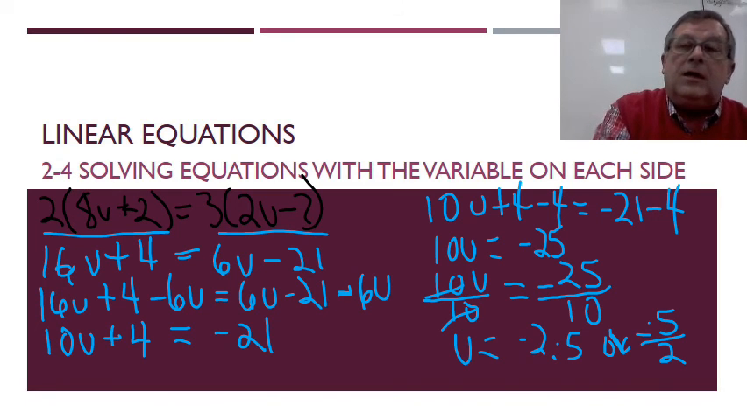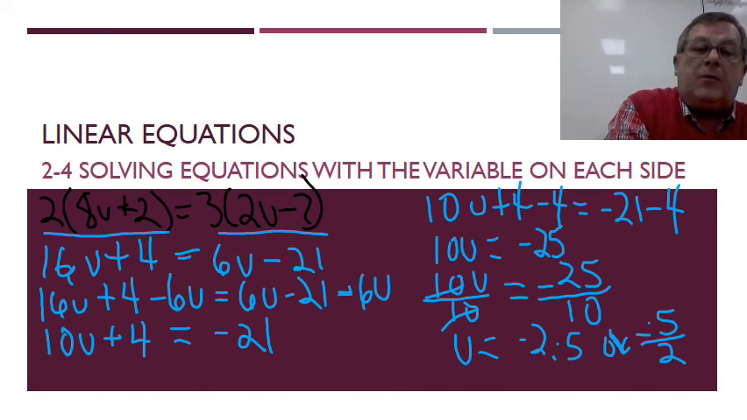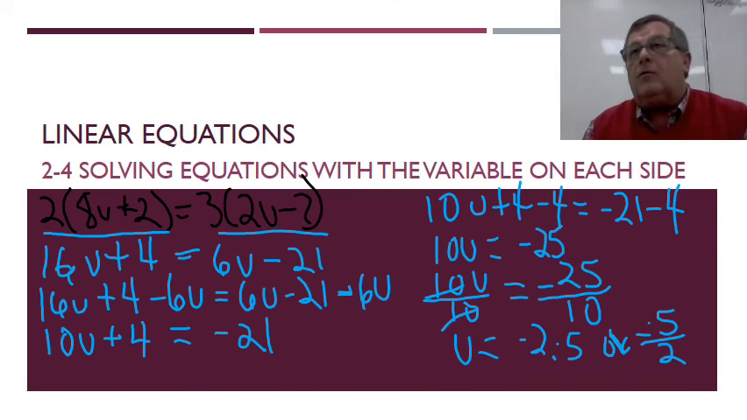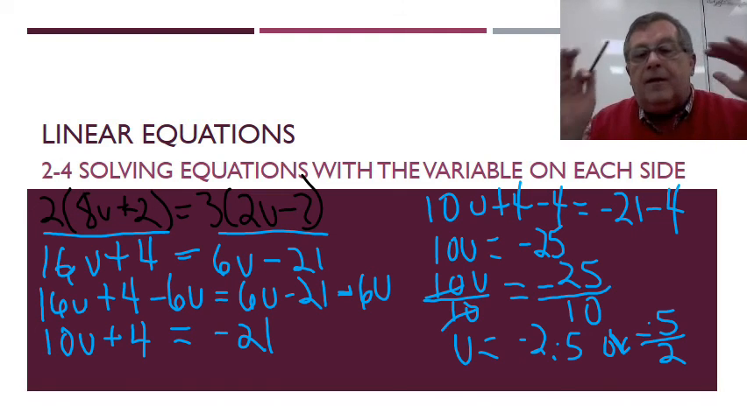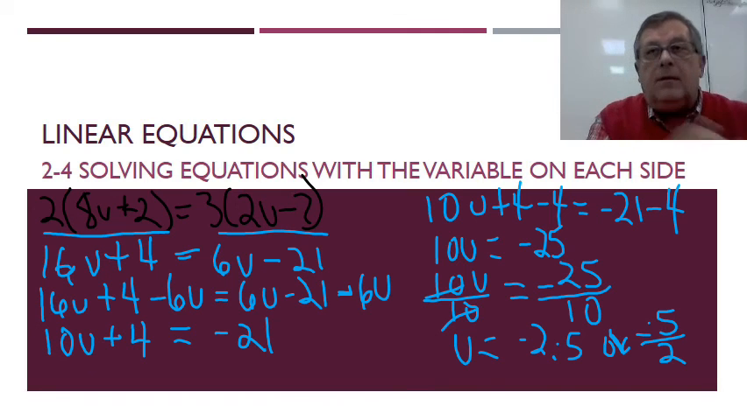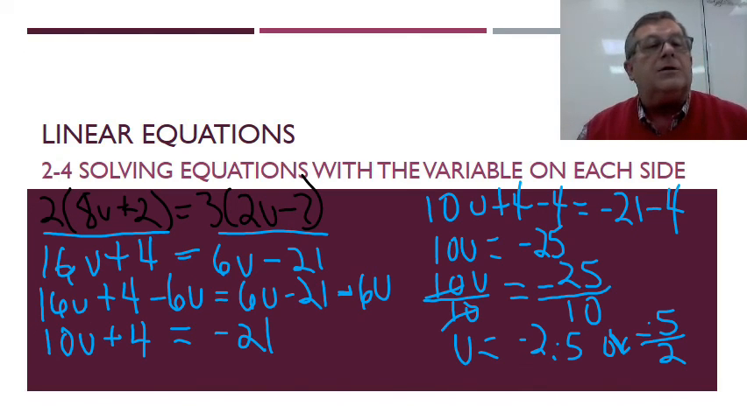Distribution first. Let's get all of our variables on one side. Then we'll worry about our constants, breaking that down step by step. I think that's something that dawned on me after our class yesterday, that step one, after we may have to distribute, is let's get the variables on one side. Then let's worry about the constants. u equals negative 2.5.